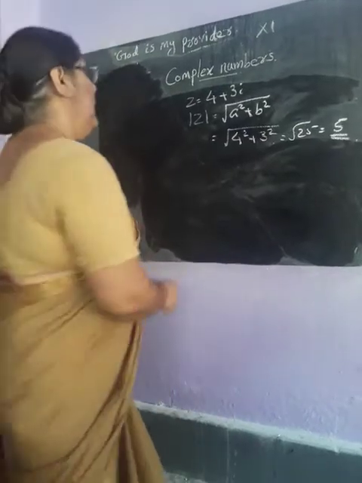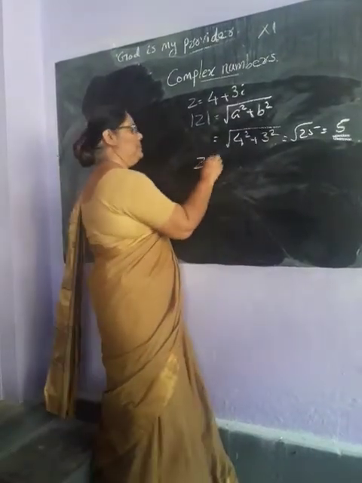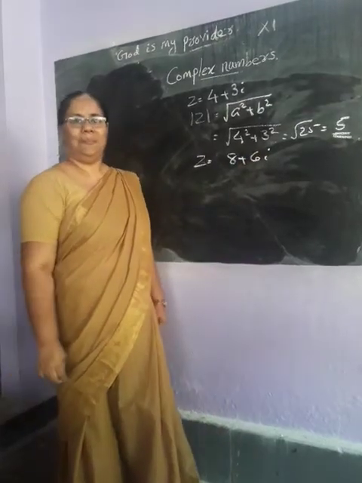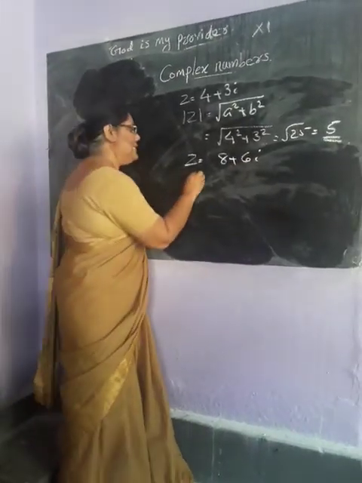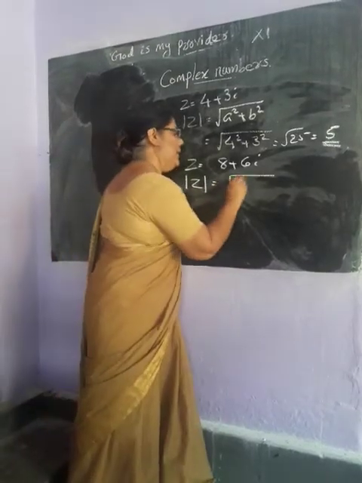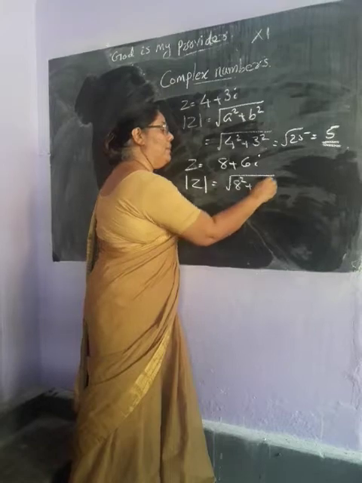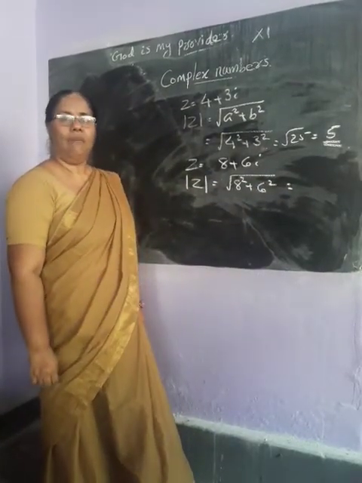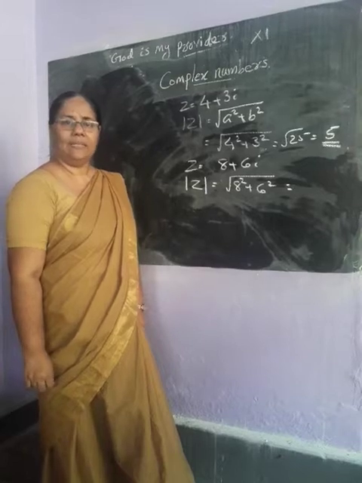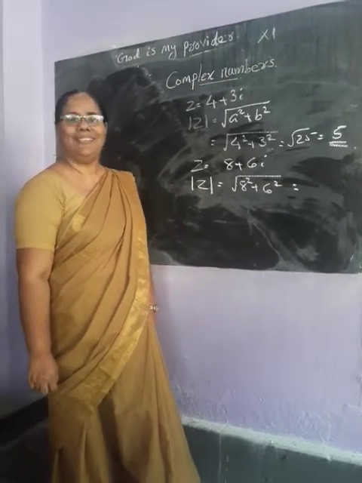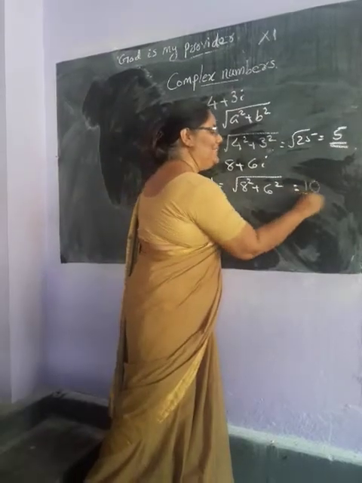Another example. z is equal to 8 plus 6i. So the answer is mod z is equal to root of 8 square plus 6 square. What is 8 square? 64. What is 6 square? 36. What is 64 plus 36? 100. What is root 100? That is equal to 10.